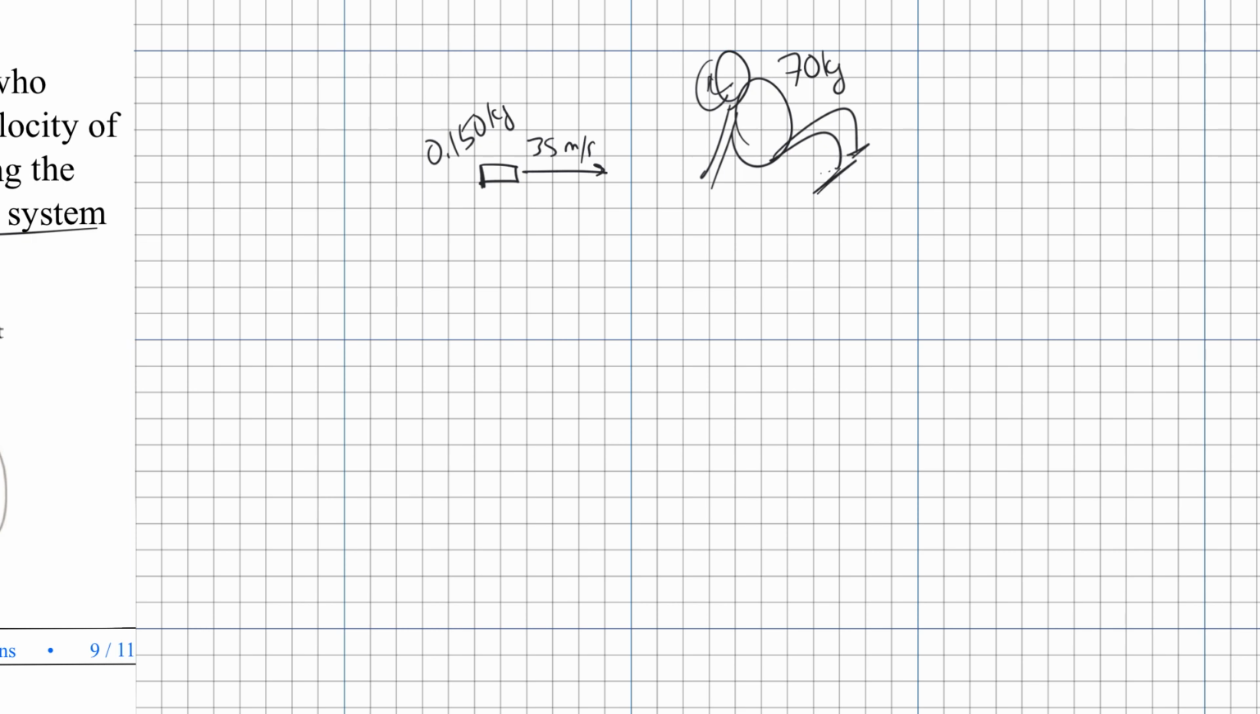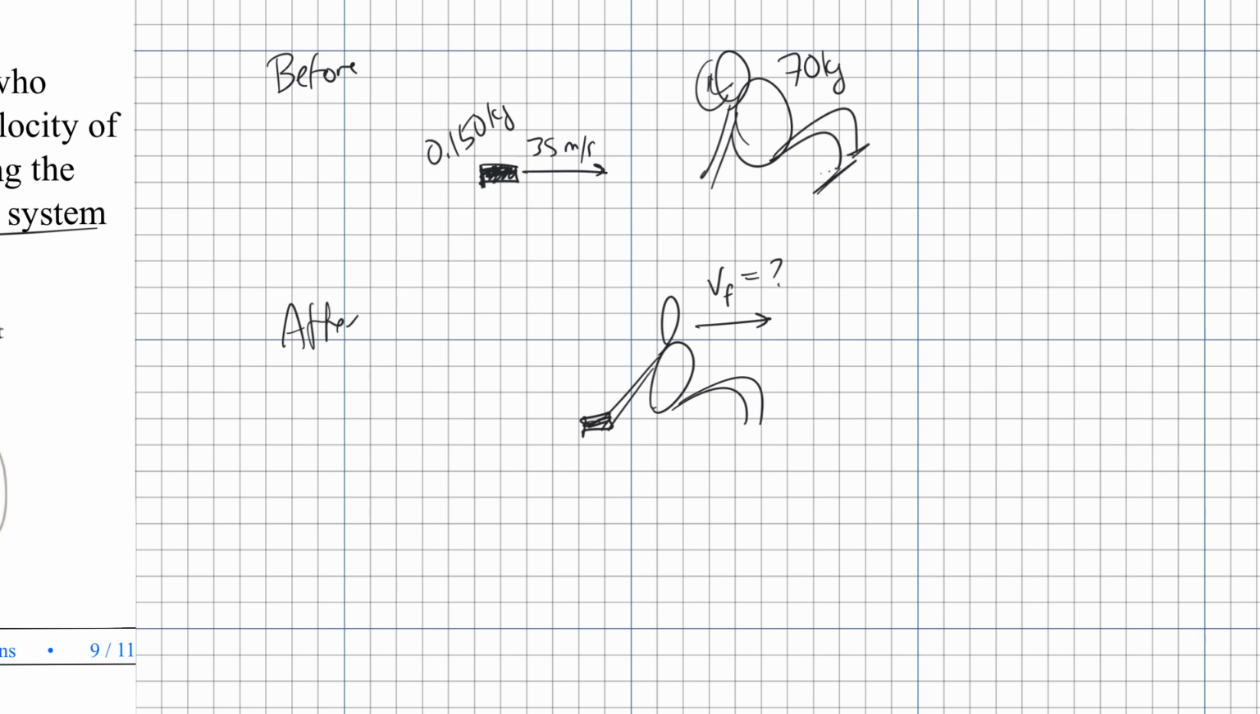Anyway, so this is beforehand. So this is before. And here's after. I'm going to try to draw essentially the same goalie. But now he's holding on to the puck. I guess pucks are always black. Maybe they're not. I don't know. And together, the goalie and the puck are moving this way at some speed. So this will be our V final, and that's what we're looking for.